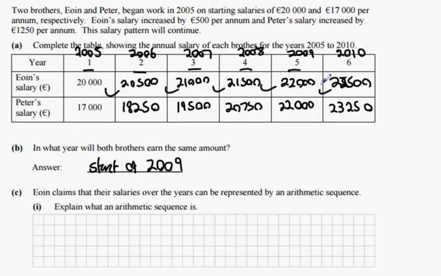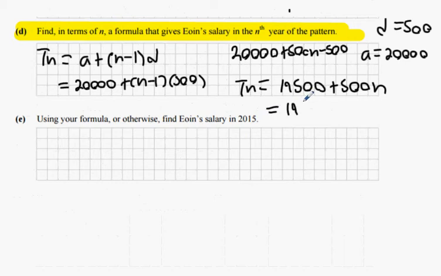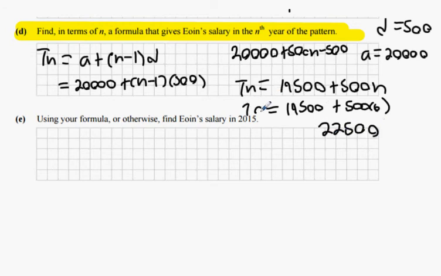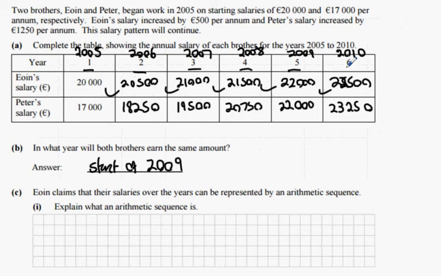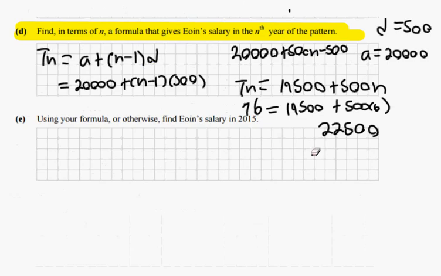So anytime we fill in an n value, it will tell us how much salary he made that year. As an example, n equals 6: Owen is on 22,500, okay? So if we replace n with 6, we get 19,500 plus 500 multiplied by 6. That will give us 22,500. That is T6. The sixth term is 22,500. However, T6 refers to the year 2010. Perfect.